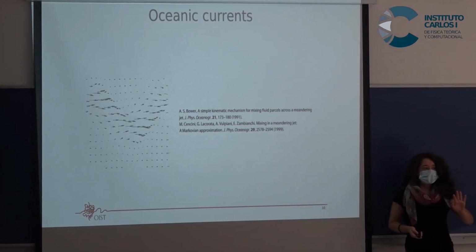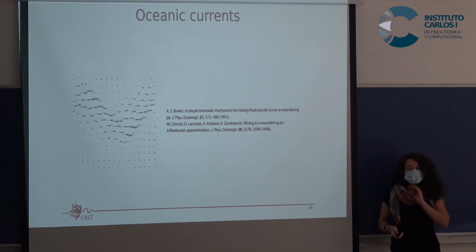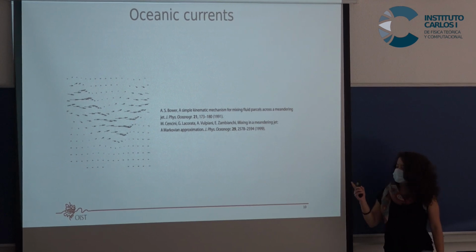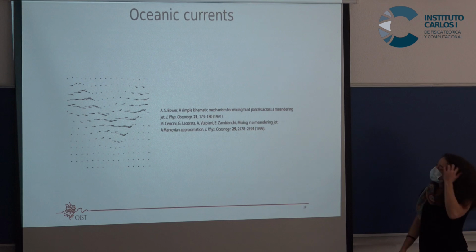But the particular model, we will show that it doesn't matter. The only thing that matters is that we have chaotic advection. We have proved that with two other models that I will describe later. But this is our main model.